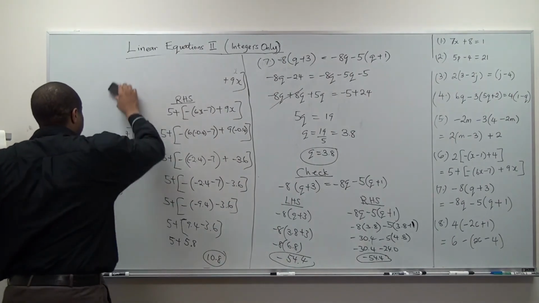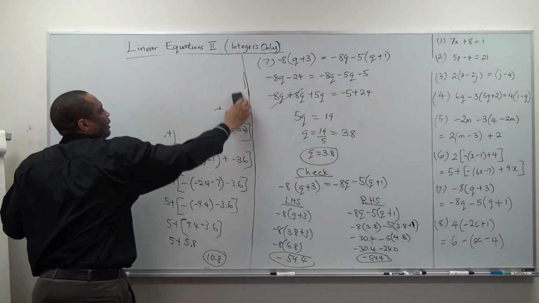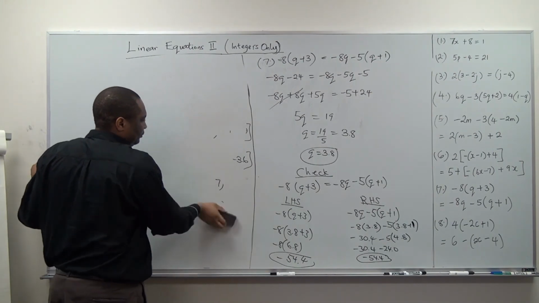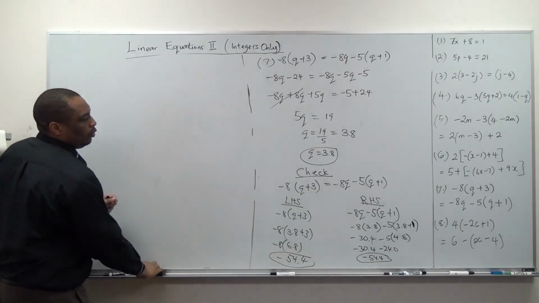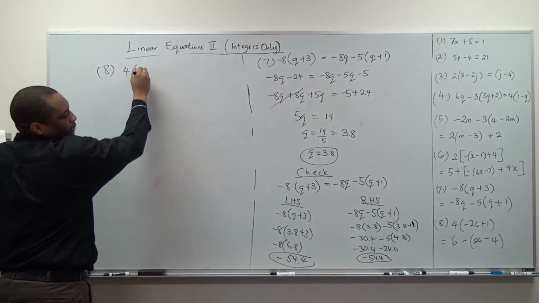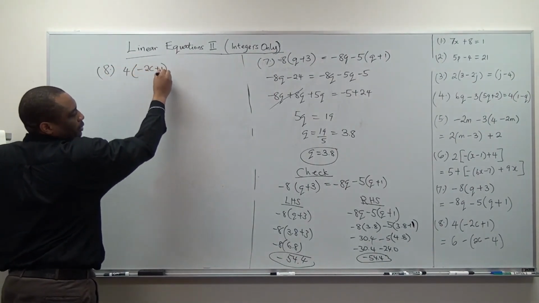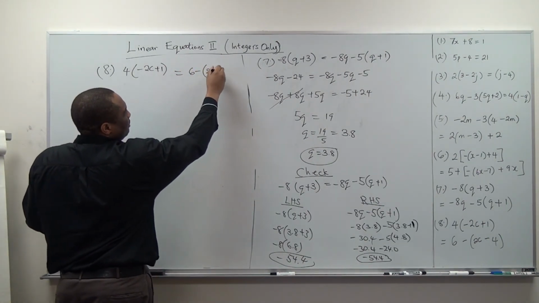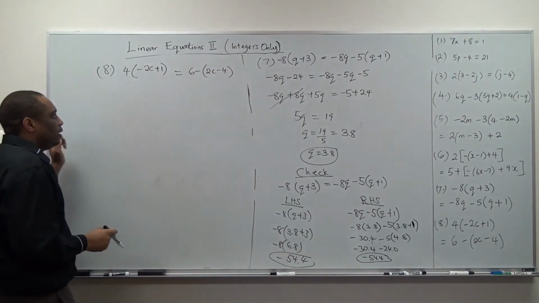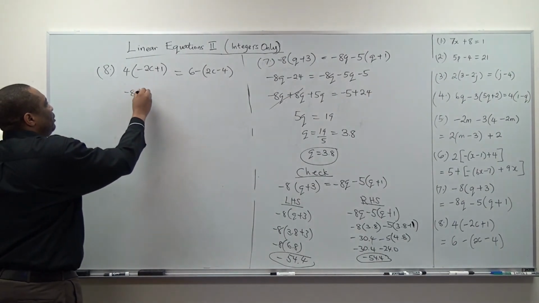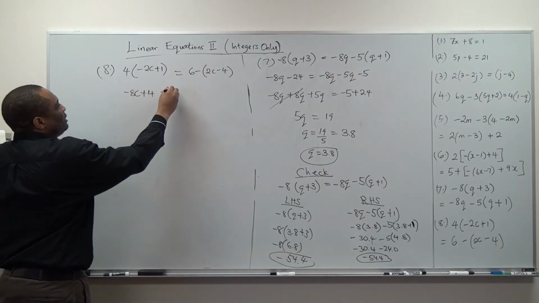Okay. The last but not the least. Question number 8. 4 into negative 2c plus 1 equal to 6 minus 2c minus 4. Alright, we distribute as usual. This is negative 8c plus 4 equal to 6.